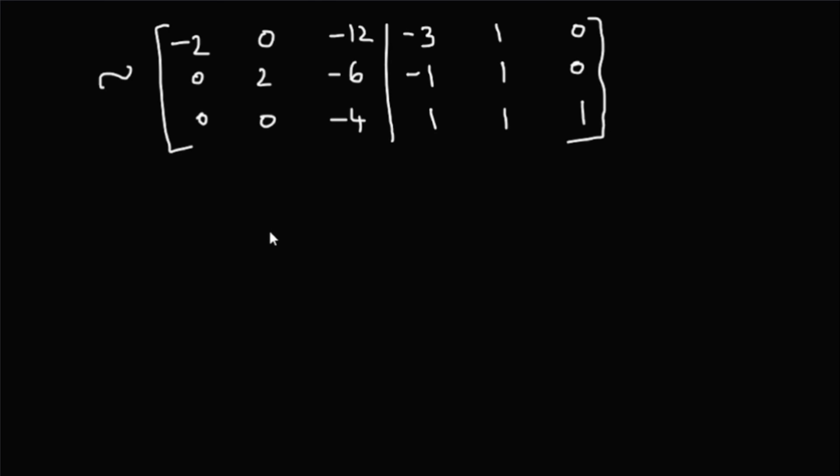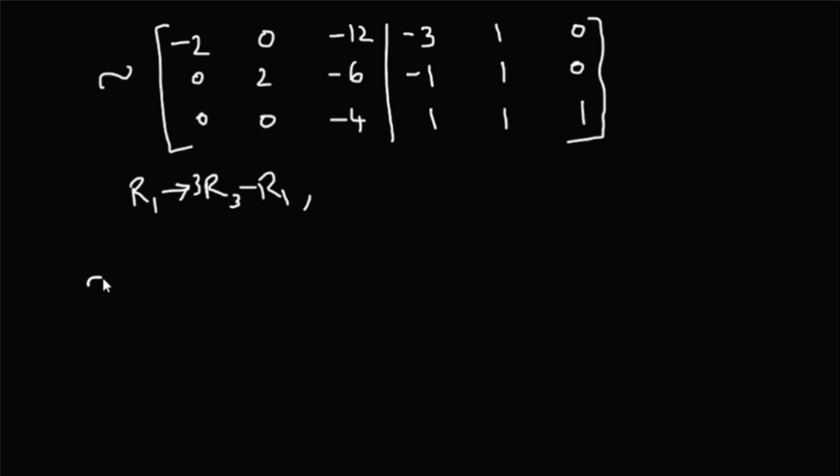Because we need to get the identity matrix here. So how to get 0 here? Using R3, we have to modify R1 and R2. Multiply R3 by 3, you will get minus 12. Minus 12 plus 12 becomes 0. You have to subtract. So modify R1, like 3R3 minus R1.